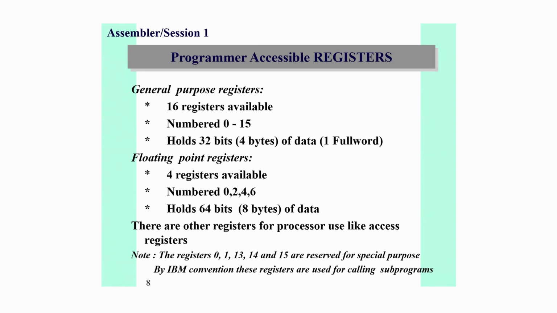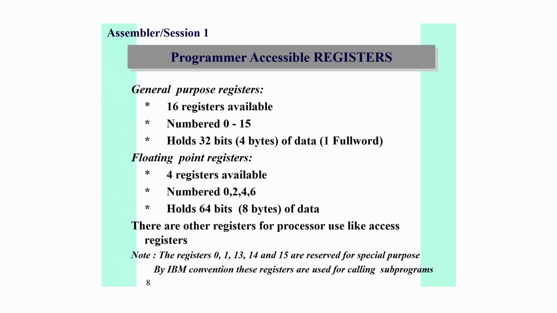And floating point registers, normally we don't worry about that, because in normal application programming, we won't be using floating point registers. But it is good to know that there are 4 floating point registers available, and they are numbered 0, 2, 4 and 6. And it holds 8 bytes of data. And there are other registers for processor use, like access registers, that we are not concerned with.